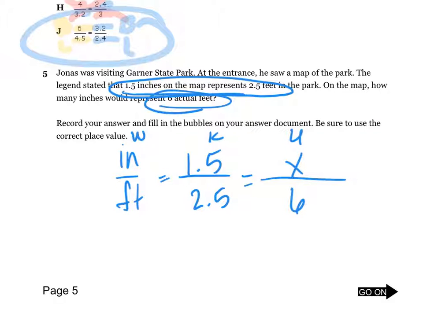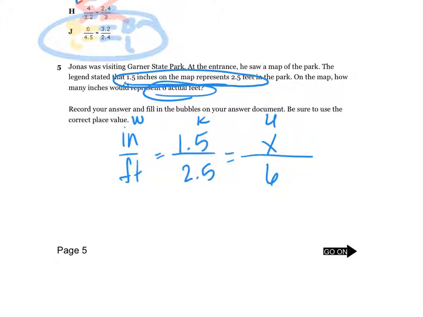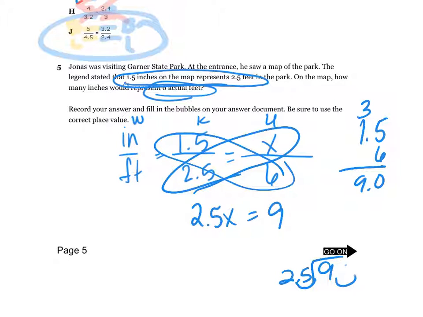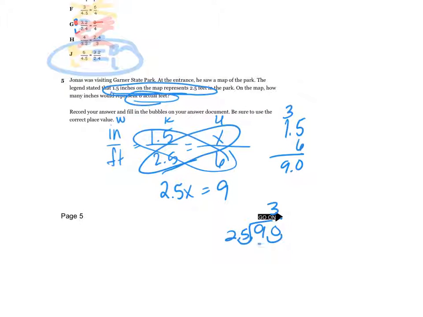And we cross multiply and divide. So we're getting 2.5x equals 1.5 times 6, which is 9. 9 divided by 2.5. You're going to scoot it over. Goes in there 3 times. And then we're going to add a 0, drop it down. It's going to go in there 6 times. So our answer is x equals 3.6.